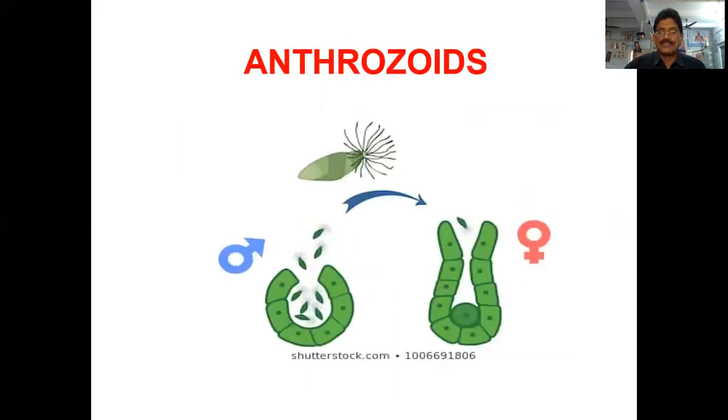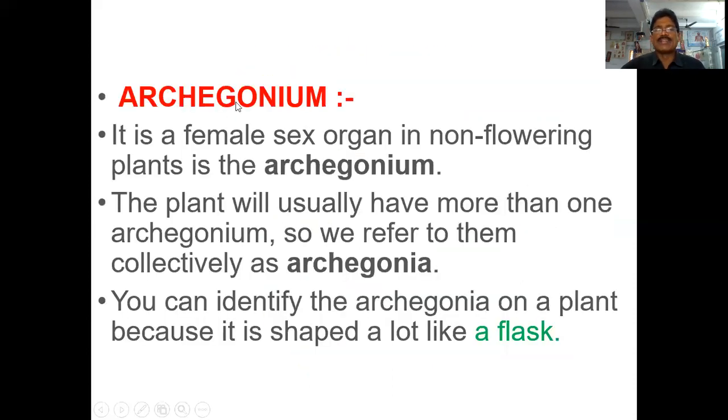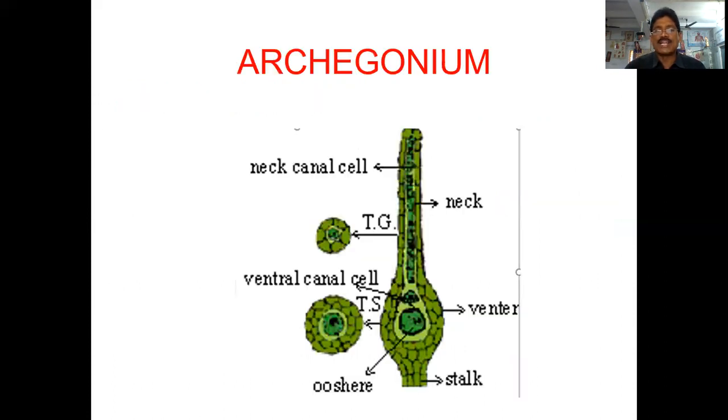So let us come to the archegonium. The archegonium is the female sex organ in non-flowering plants. A plant will usually have more than one archegonium, so we refer to them collectively as archegonia. You can identify the archegonia in the plant because they are flask-like structures. The body looks like a flask-like structure. The archegonium has 1 to 6 neck canal cells. The lower part of the neck canal cells is the venter. Inside the venter, it has the oospore or egg cell. It also has a stalk. This is the structure of an archegonium.